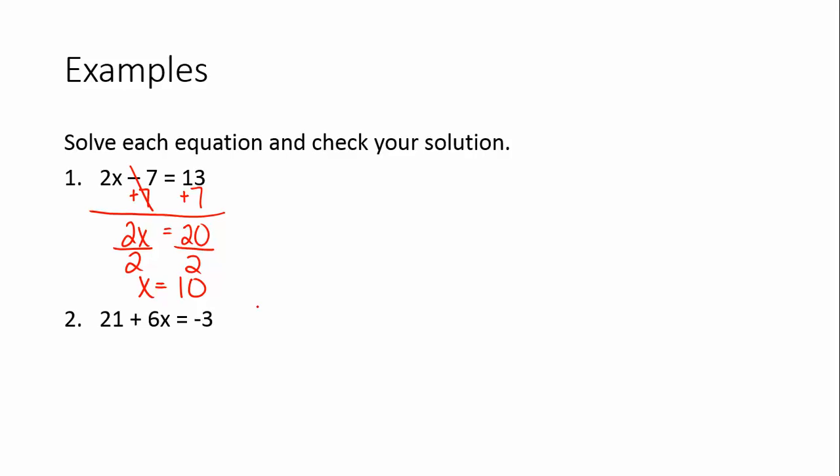Remember, we need to check our solutions, at least for these first few, and I don't require that you do this on homework, but if you're ever unsure if your answer is right or not, you can always plug it in and double check. So we take 2 times the 10 that we got for our answer minus 7, and we want to make sure that equals 13. 2 times 10 is 20, and 20 minus 7 is 13, so we get that 13 equals 13. Our answer checks out, so we know we're correct.